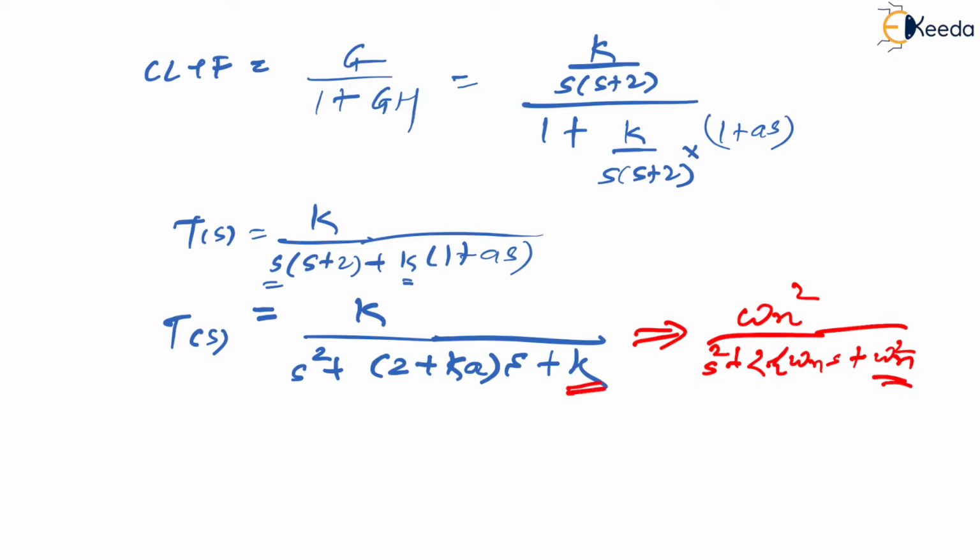Now if you check, this omega n squared and this K are equal. So omega n squared is equal to K. Therefore we can say omega n is equal to the square root of K, taking the square root on both sides. So I get omega n equal to under root of K.